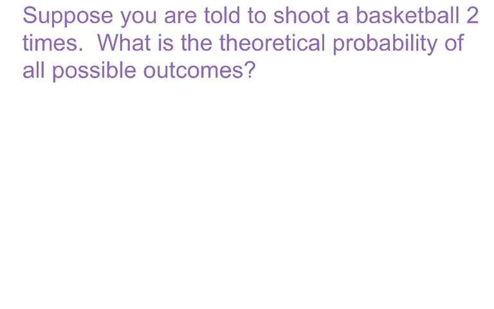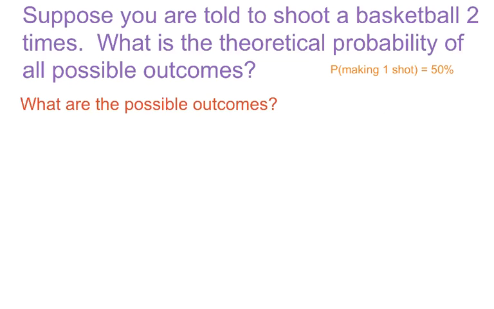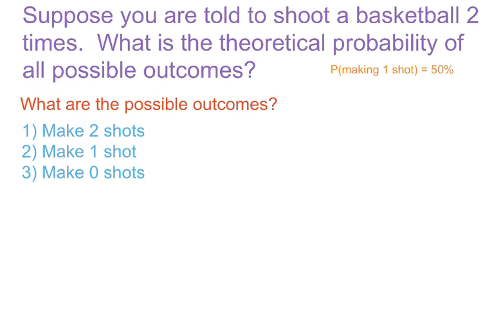So let's suppose you are told to shoot a basketball 2 times. What is the theoretical probability of all possible outcomes? Well, here it's binomial probability, so the probability of making one shot is 50%. And what are the possible outcomes? What are the things that we could accomplish here? We could either make 2 shots, we could make 1 of the 2 shots, or we could make 0 shots.